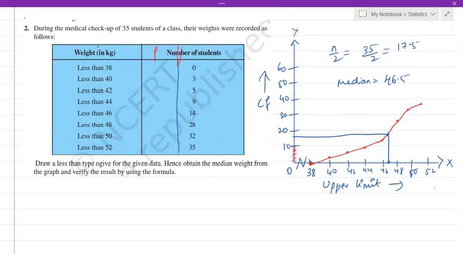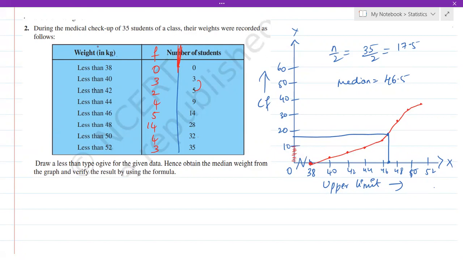Remember, we had created a new table, isn't it? But I'm going to do it here itself. The first value as it is, then subtract it. 3 minus 0, 3; 5 minus 3, that will become 2; 9 minus 5, 4; 14 minus 9, 5; 28 minus 14, that will be how much? 8 plus 6, 14. Then 32 minus 28, that will be 4. Then 35 minus 32 is 3.